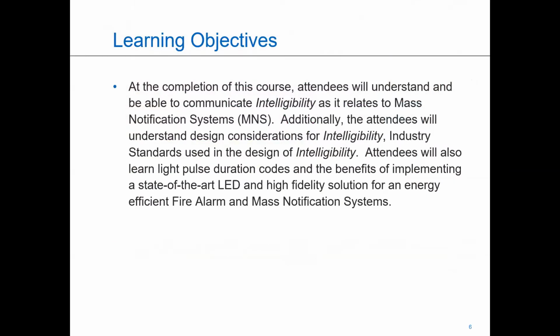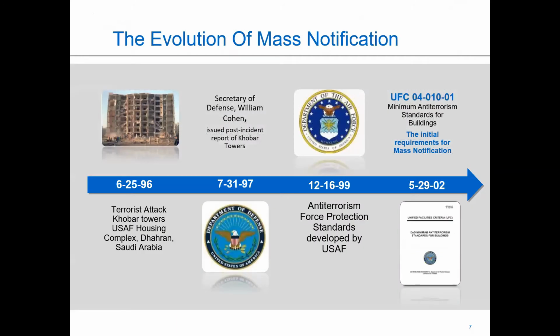So again, this is a course that has objectives. This is a course that was given for credits. Obviously, we're here to understand mass notification, understand some design considerations of intelligibility. We're going to talk about audibility, and I think you know why you're here.